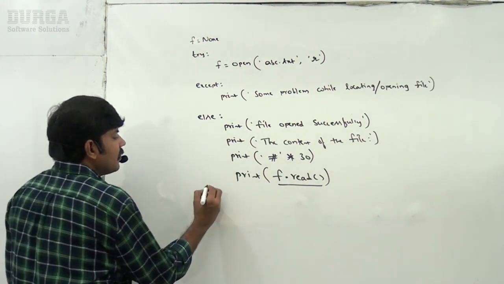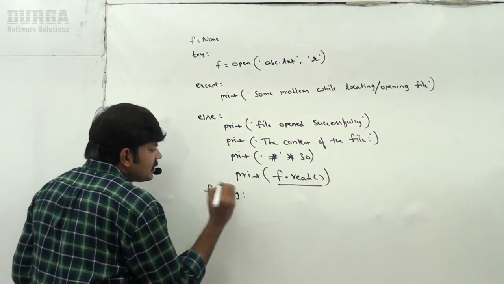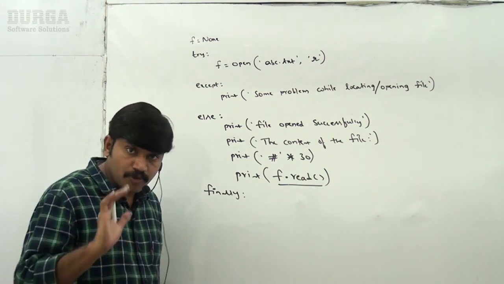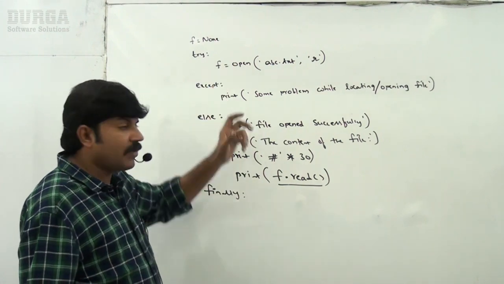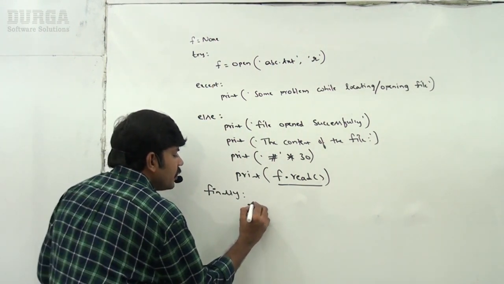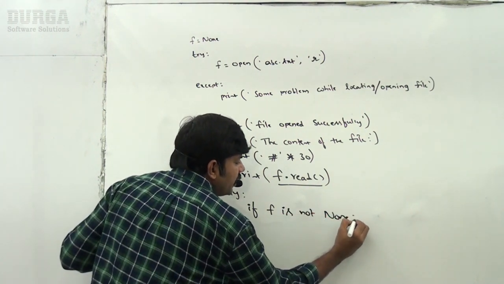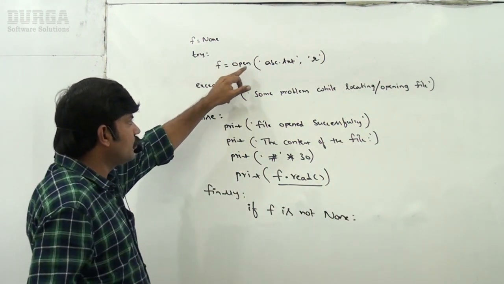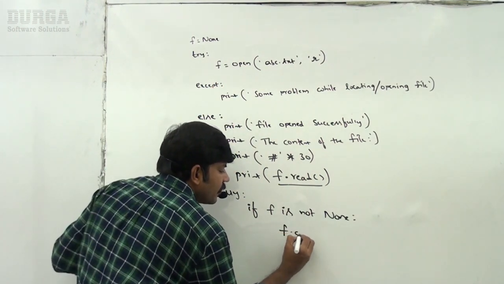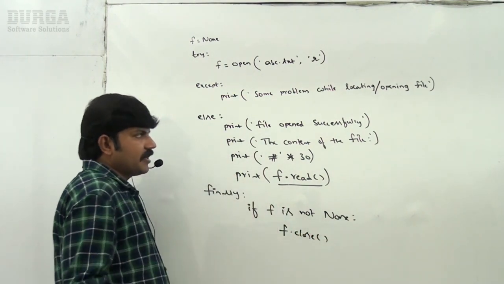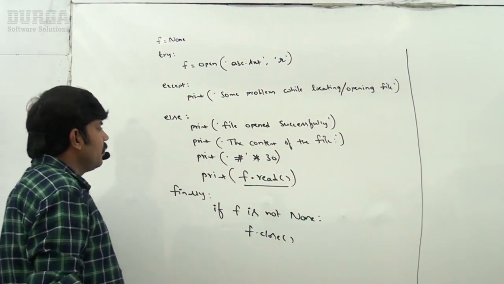Next, except, else, finally. Inside finally what do we have to take? Cleanup code. Whatever resources you open, close them. If f is not None, meaning f is pointing to a file object, the file opened successfully, then f.close, like this you have to take. Beautiful example, friends, to understand when the else block will be executed.